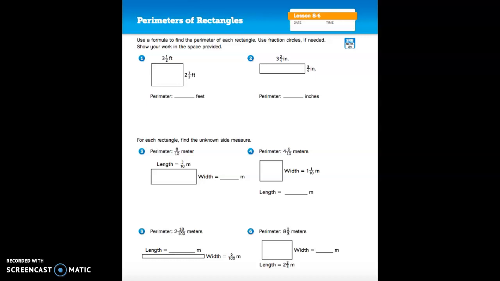Hi everyone! Today we're going to do perimeters of rectangles. The directions are use a formula to find the perimeter of each rectangle.